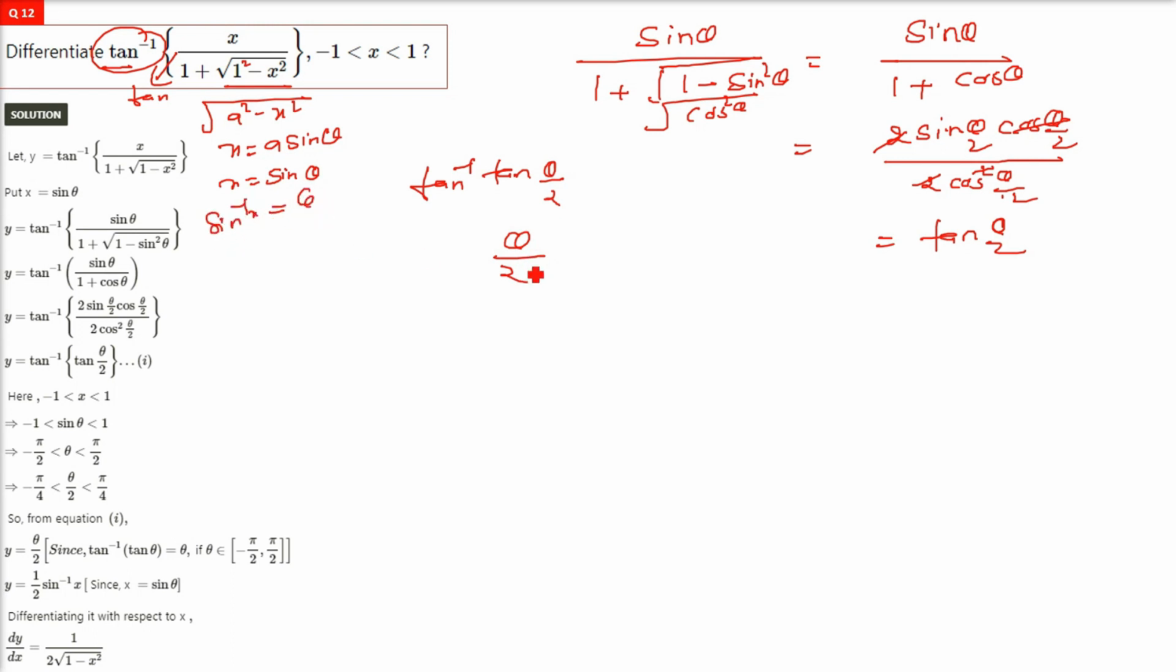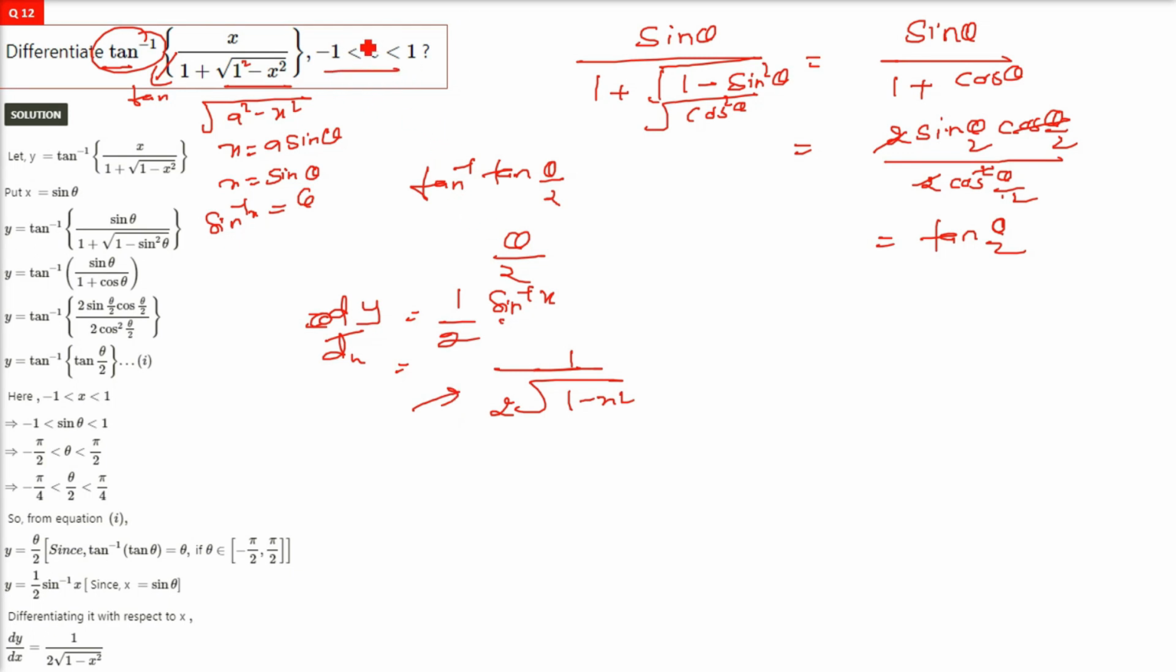Theta is basically sin inverse x. So you have to differentiate sin inverse x by 2. So y is sin inverse x by 2. You have to differentiate it. Sin inverse x derivative is simply 1 by under root 1 minus x square. You have a twice here. So this is your final differentiation. I am not denying that, and you will get a proper answer here.